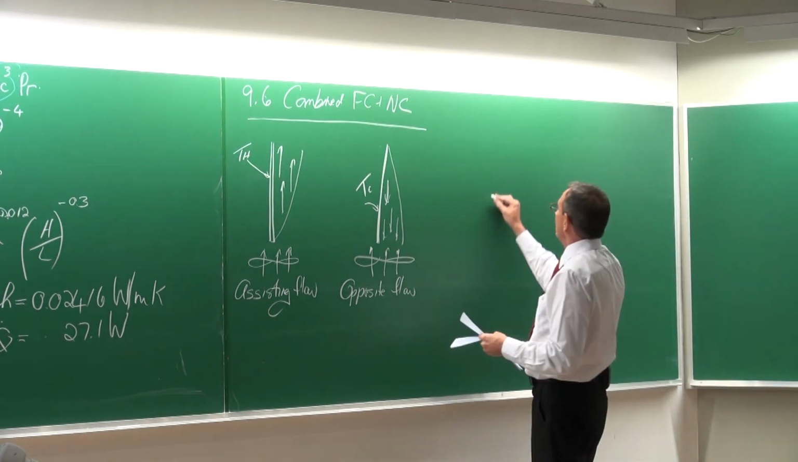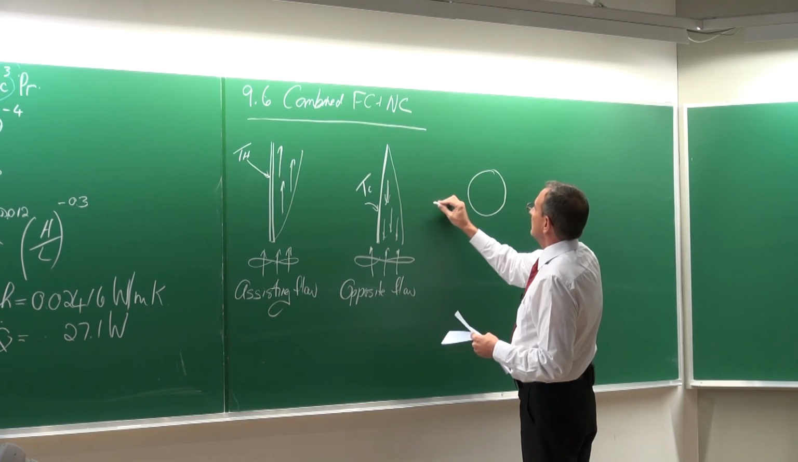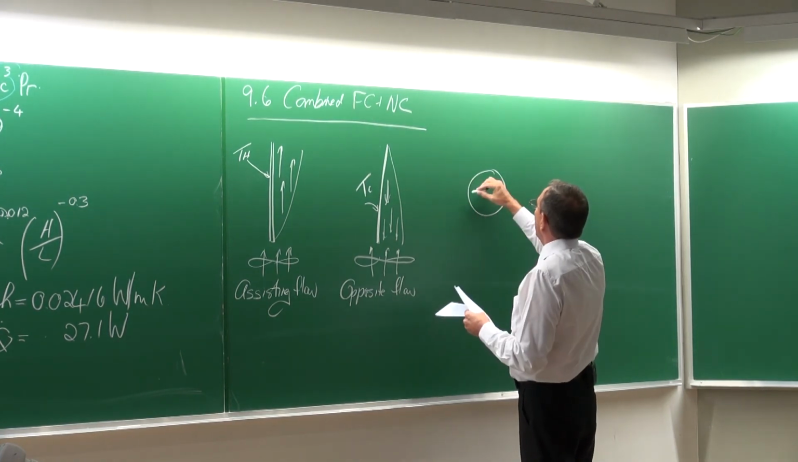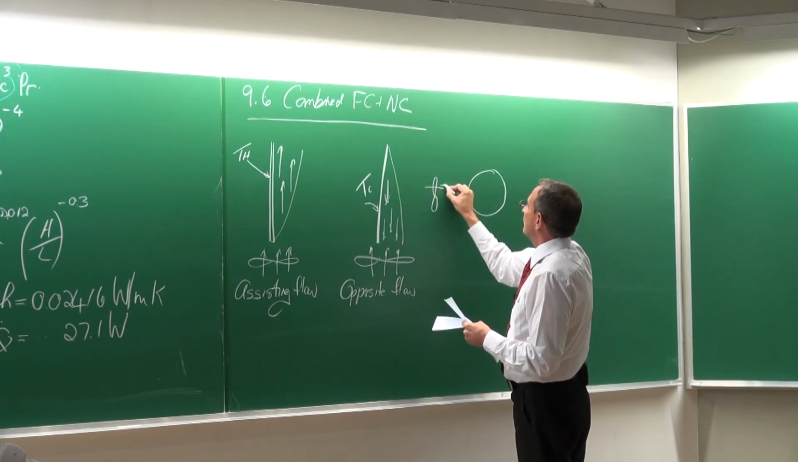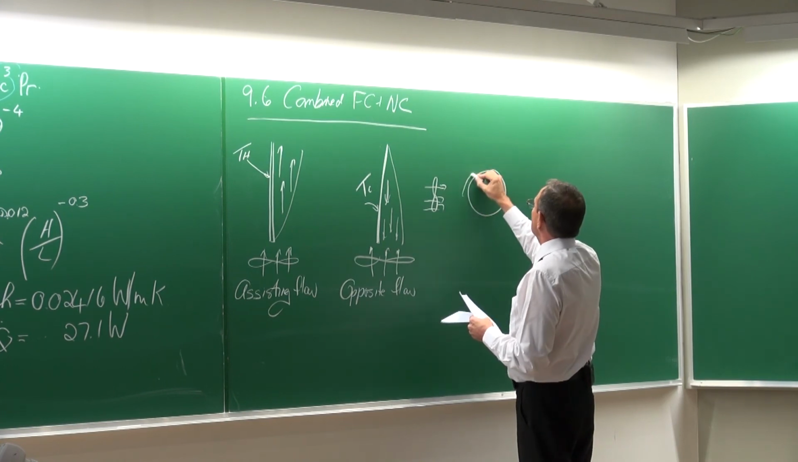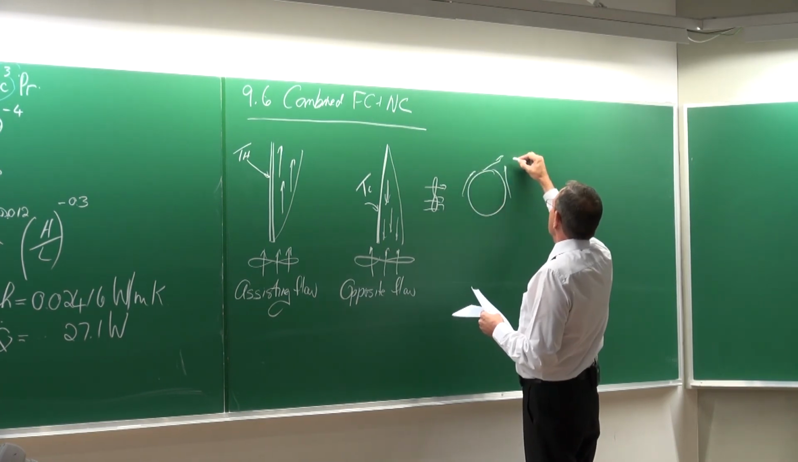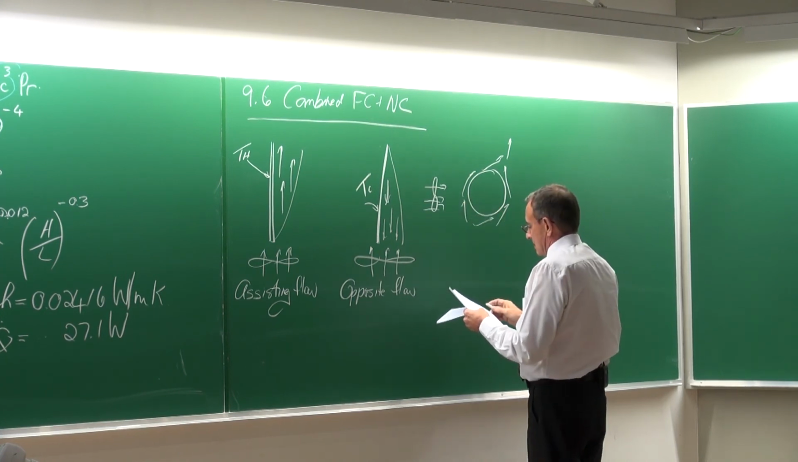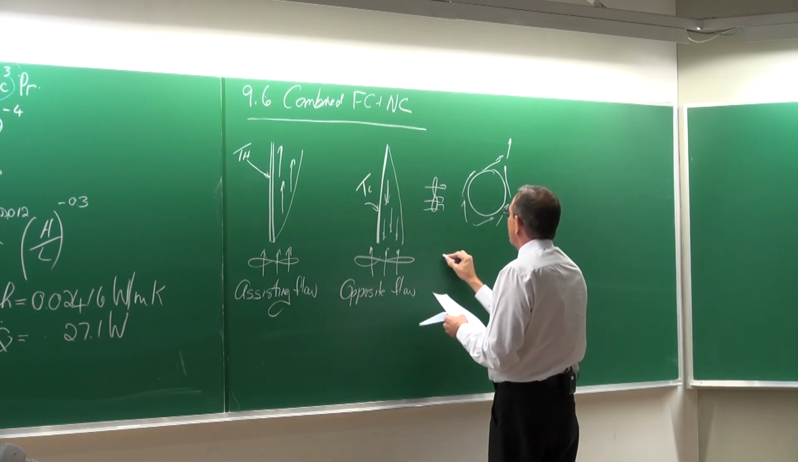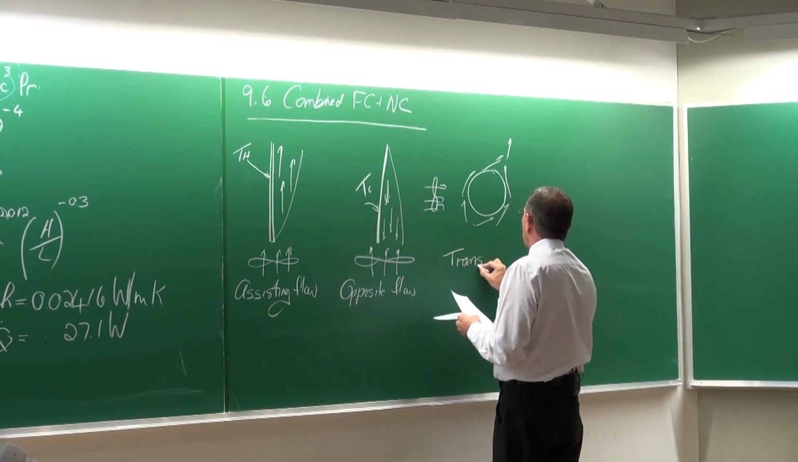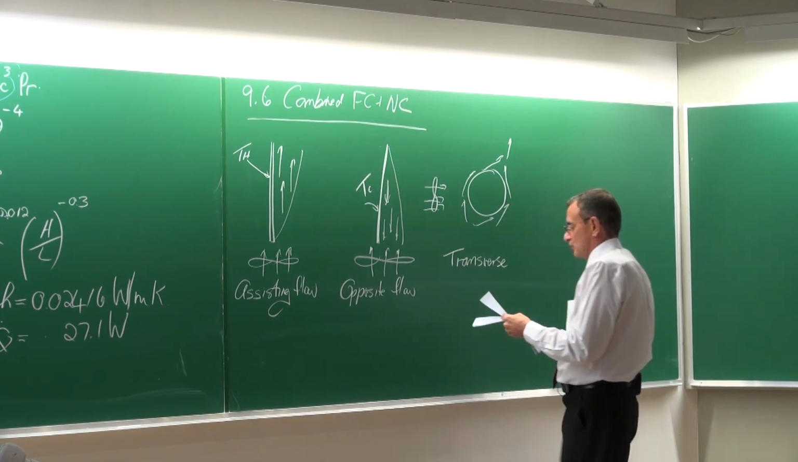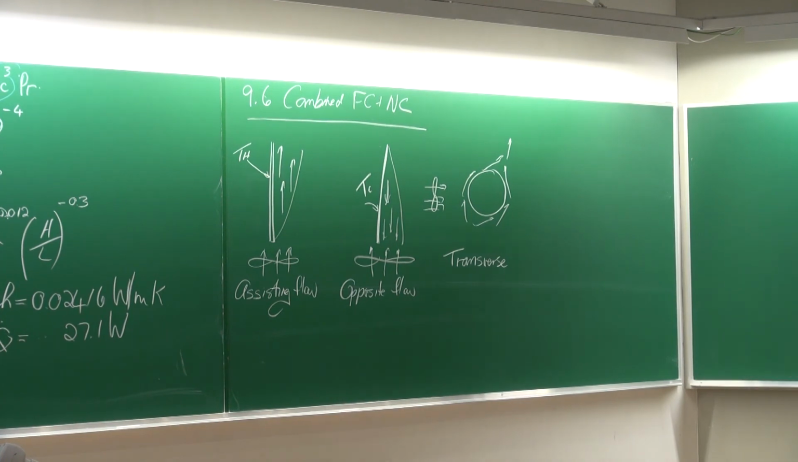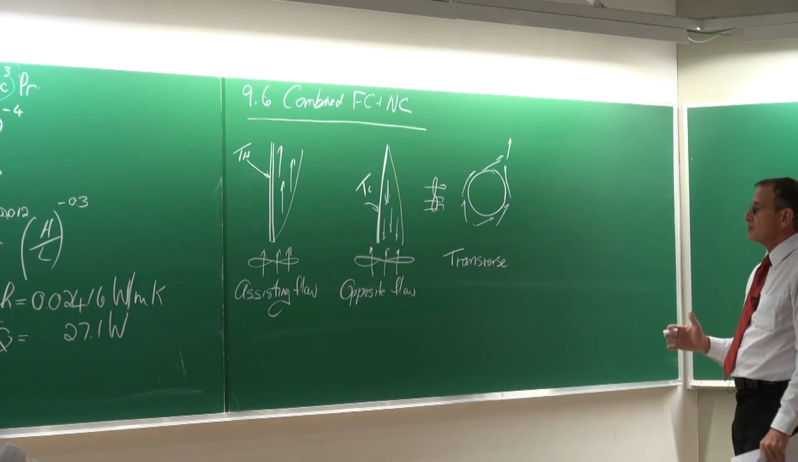And then the last type of flow is where we've got maybe a heated cylinder and forced convection there from the side, and the result of that would be the natural convection doing something like that. And this is called transverse flow. How do we handle problems like this?